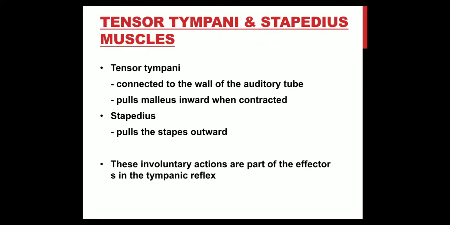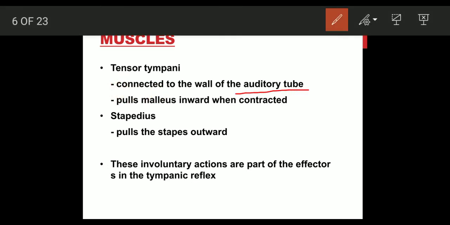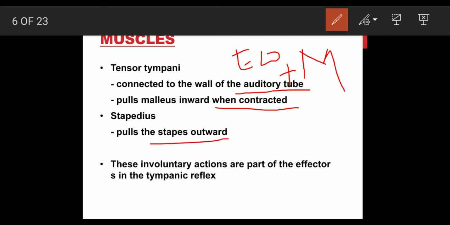The tensor tympani connects to the wall of the auditory tube and pulls the malleus inward when contracted. It connects the eardrum with the malleus. The stapedius muscle is actually the smallest muscle of the human body, and it pulls the stapes outward. These involuntary actions are part of the effector in the tympanic reflex.